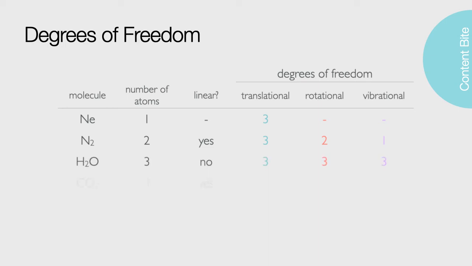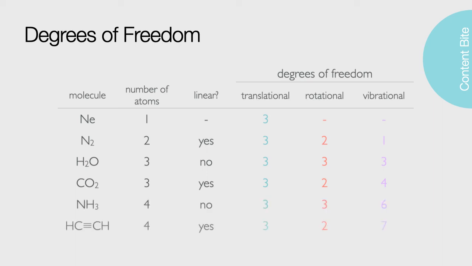Water and carbon dioxide both have 3 atoms, but water is non-linear and so has 3 translation, 3 rotation, and 3 vibrational degrees of freedom. Carbon dioxide is linear, and so there are 3 translational, 2 rotational, and 3n-5, 4 vibrational degrees of freedom.